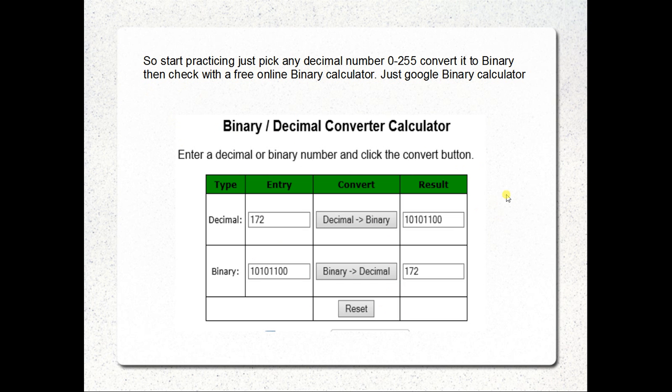And just do that until you're really comfortable with it, because working with these binary numbers is kind of the foundation of getting into all this.